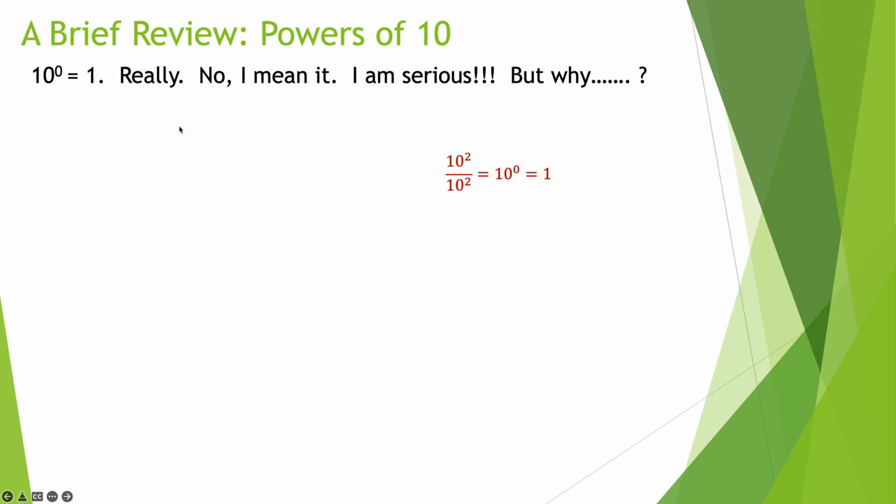10 to the 0 equals 1. Really? No, I mean it. I'm serious. Why in the world does 10 to the 0 equal 1? On the surface, that makes absolutely no sense.